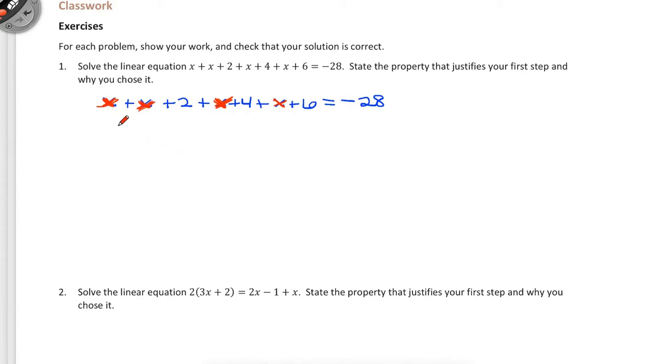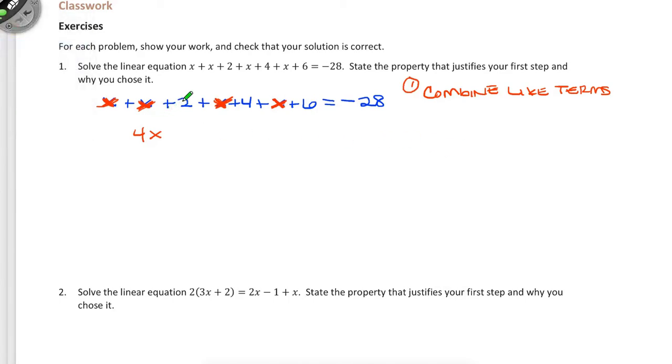All right. How many x's do I have total? I have 4 x's. So I'm going to go ahead and call this 4x. And again, the property here is going to be called combining or combine like terms. You'll also see it referred to as combining like constants. Same thing. So that is my very first step. So I'm going to call that step 1.